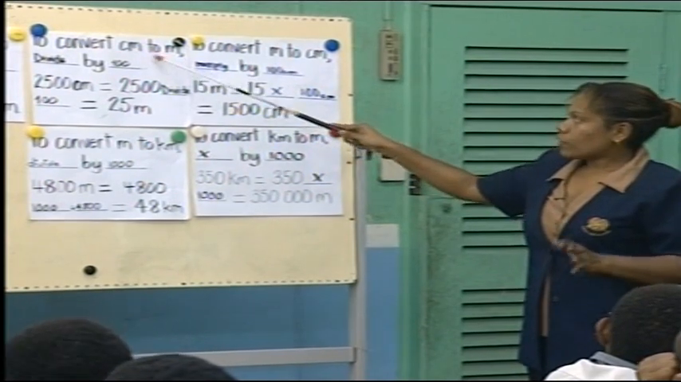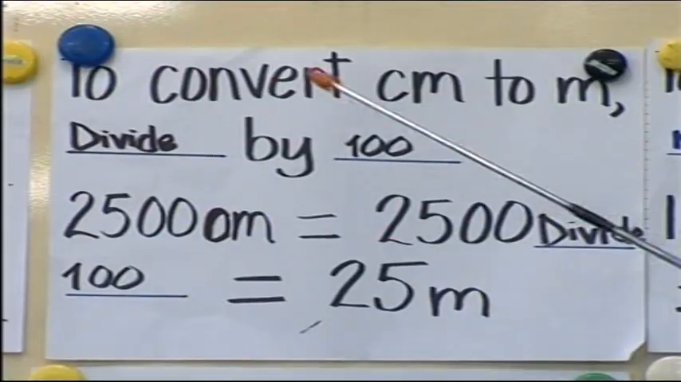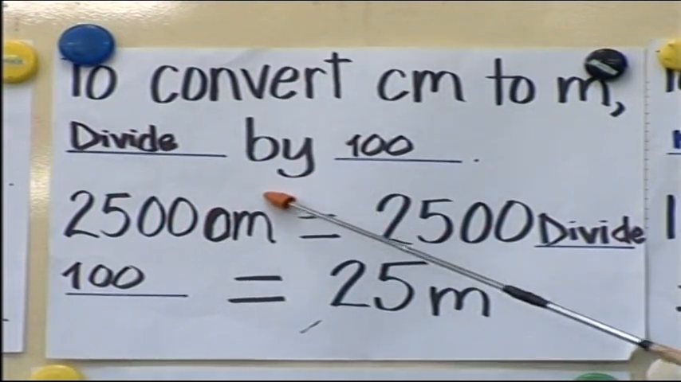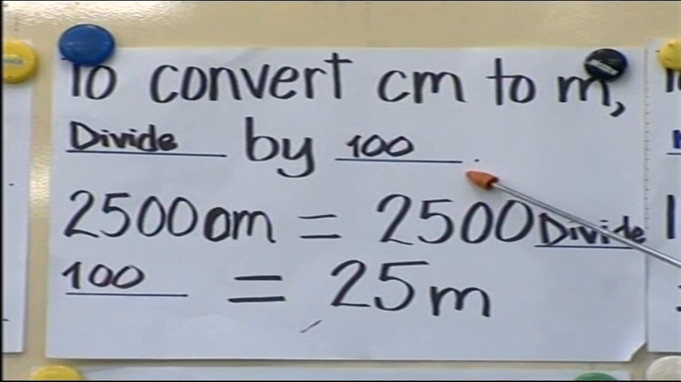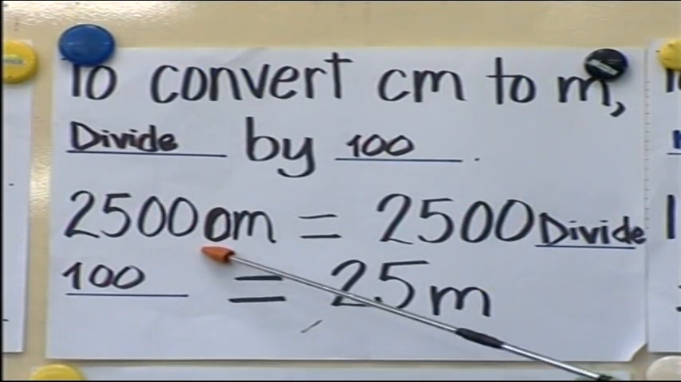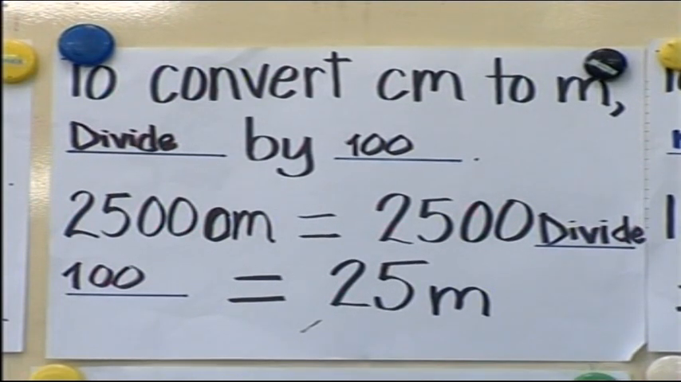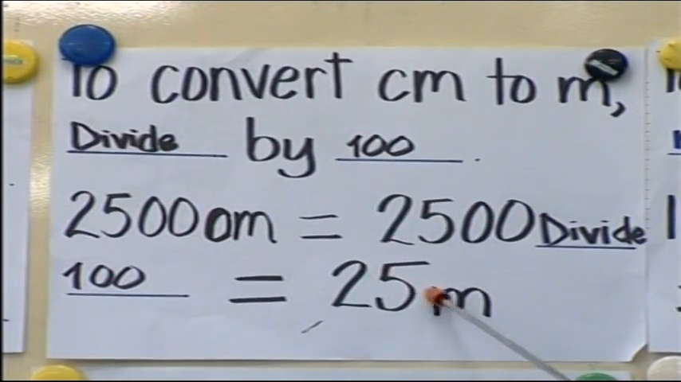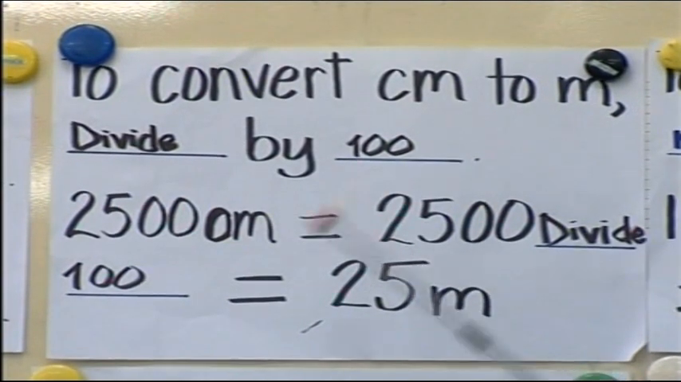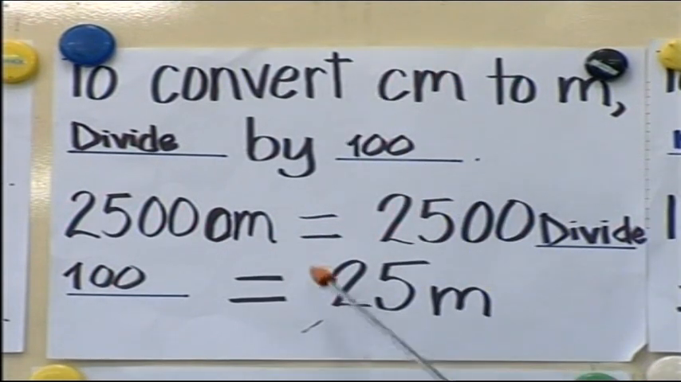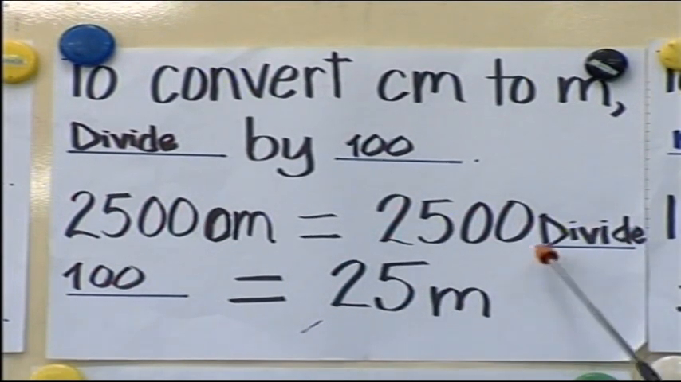Converting centimeters to meters, class, a smaller unit to a bigger unit, you divide. Are they correct here? Yes or no? Yes. Divide by 100. Okay, so 2,500 centimeters, change into meters. 2,500 divided by 100, okay? Divided by 100 is equal to 25 meters.